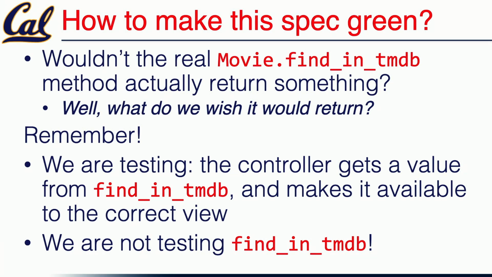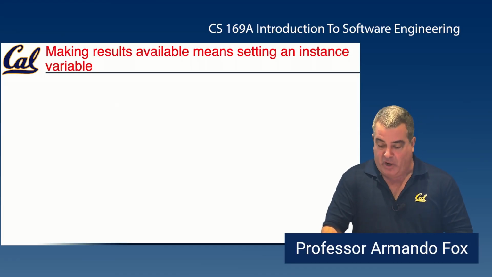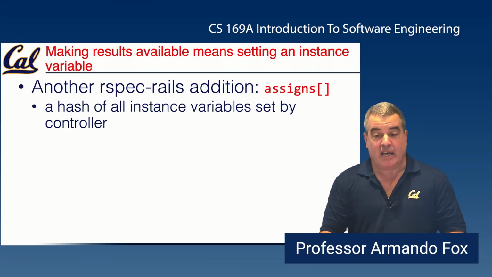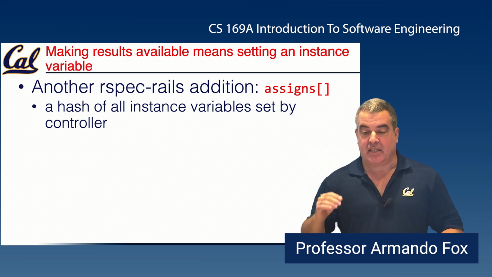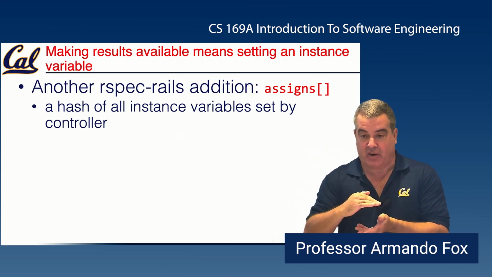Because controller methods are simple. That's all they do. So to say that a result is going to be made available to a view, what does that mean in Rails? Well, the way you pass information from a controller to a view is you set an instance variable in the controller action, and then the view can dereference that instance variable. So here's another useful thing that we get from the RSpec Rails library, assigns, which is a hash of all the instance variables that got set by the controller during that controller action.